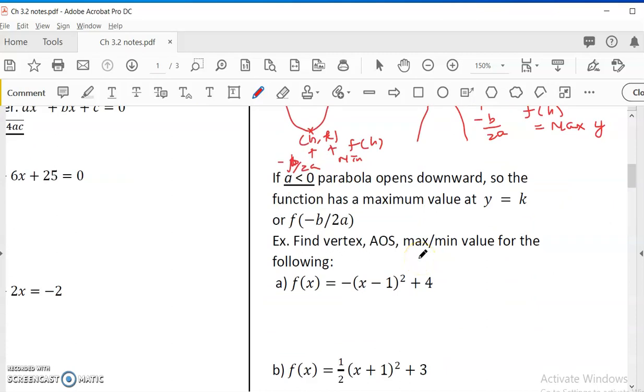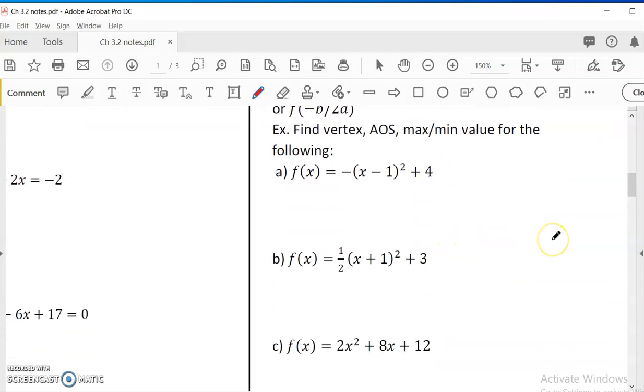So, two examples. The first is: if I have a function and I don't use a grapher to graph it, can I find the vertex, axis of symmetry, and minimum value from just a formula? Because if I look at the graph, I can write all these, right? If I don't have the graph, how do I do it?